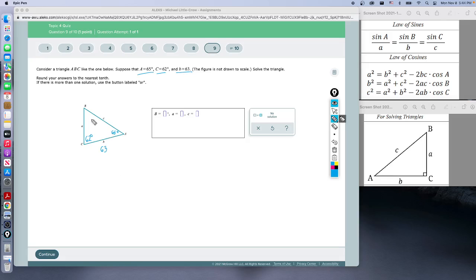Now, you might think, oh, we don't have all three sides or all three angles, but we do. We've got an angle and the side opposite, so we can use the law of sines to find these other two. What we need is to get angle B. And to get angle B, what we know is that 180 is equal to whatever B is, plus A, which is 65, plus C, which is 62. So this gives us 127. So B is going to be 180 minus 127.